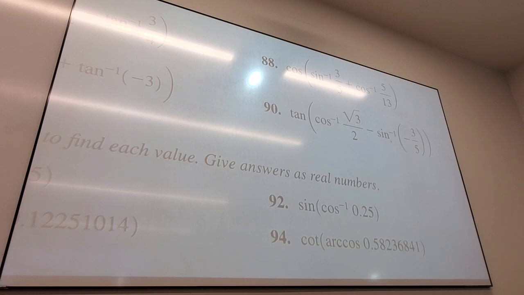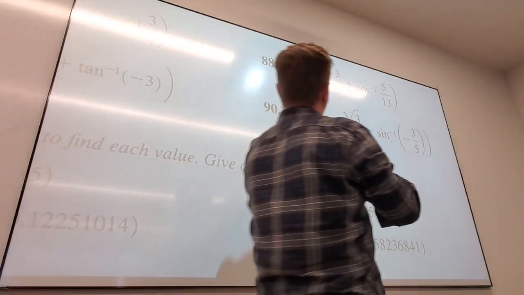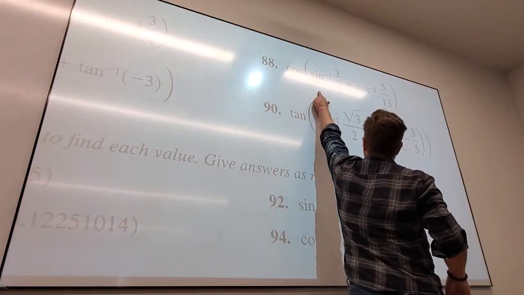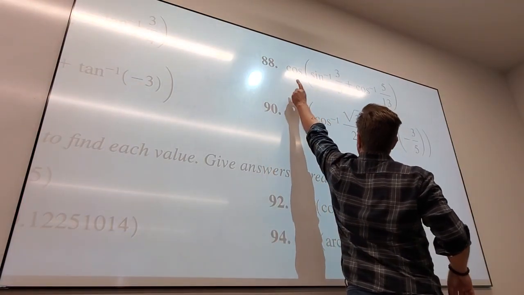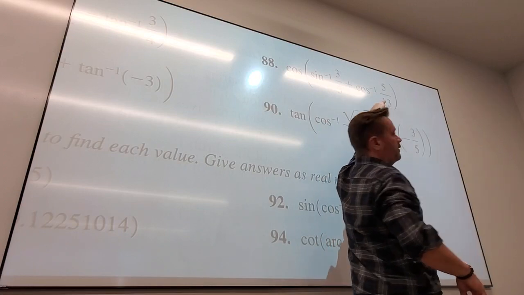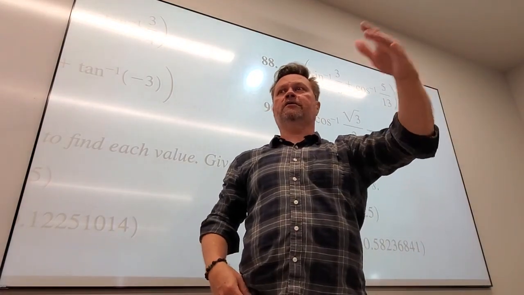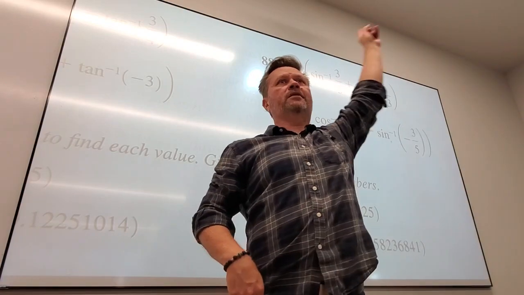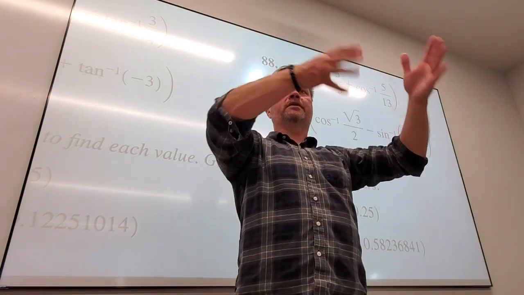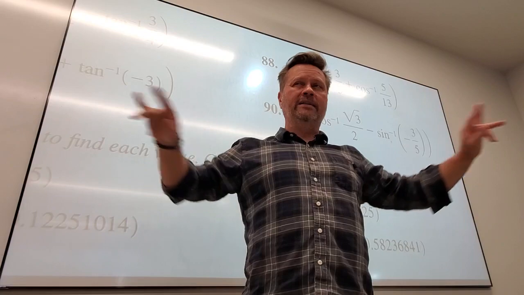So number 90 says tangent of one angle minus another angle. Right? So I don't know, would this problem be easier? I mean, this problem should be easier, but do you see how this says cosine of angle plus angle? Do I have an identity to help me with cosine of a plus b? Because that's all that says. It just says cosine of one angle plus another angle. Don't I have an identity for that?